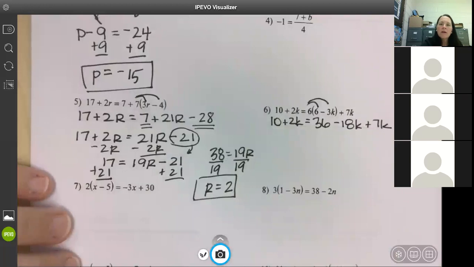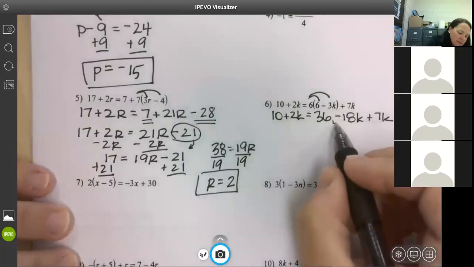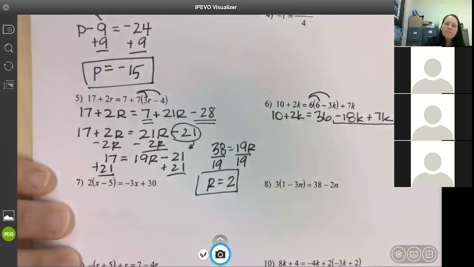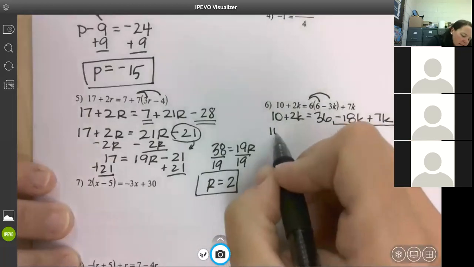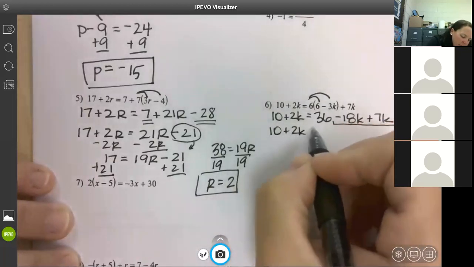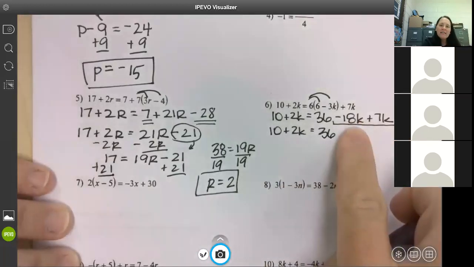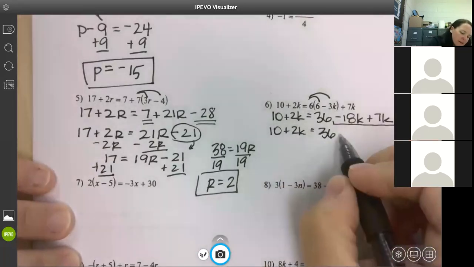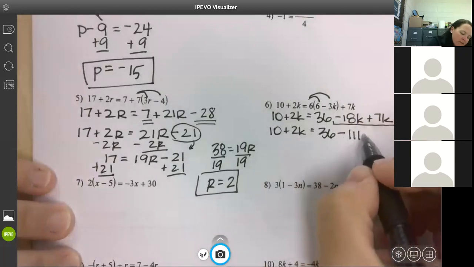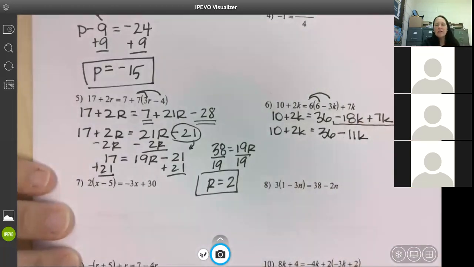We're going to keep going. We have like terms on this side, just like we did on the last problem. We didn't touch 10 plus 2K. We didn't touch the 36. Negative 18 plus 7 is negative 11K.